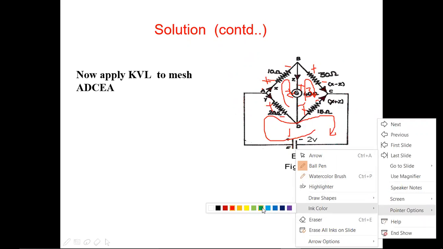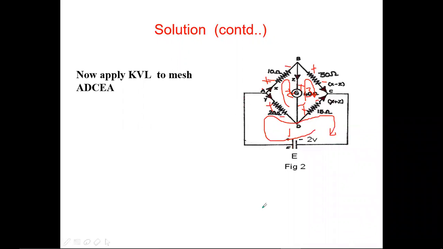Let me add green, it is better to represent easily. So A, next D, C, E, and A. This is one loop. I always start from the battery or independent branch. So here this is battery. From this I'm writing the leaving sign plus 2, and from here my leaving sign is minus 20, and my current of this branch is Y.